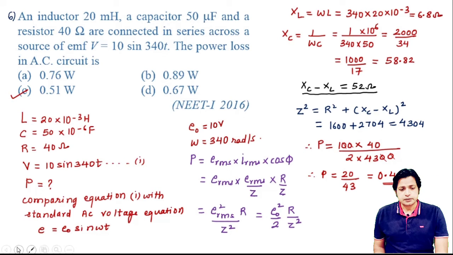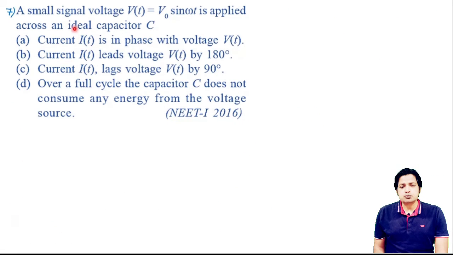Okay, next, 7th. A small signal voltage is applied across an ideal capacitor. Current is in phase with voltage. Current leads the voltage, lags the voltage. Capacitor does not consume any energy. Okay, so let us see that. This is true that capacitor does not consume any energy, because capacitor is an energy storing device. It stores energy. So we already know that option number D is correct.